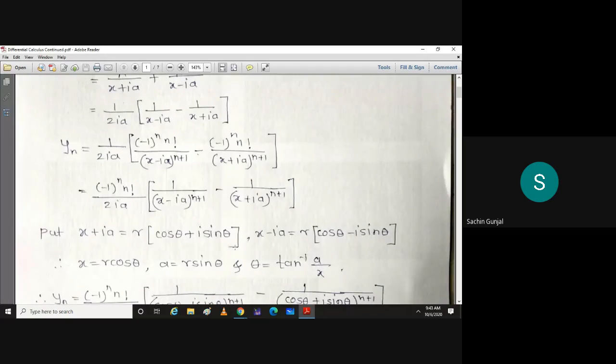And theta is tan inverse a by x. Up to this step, any doubt?